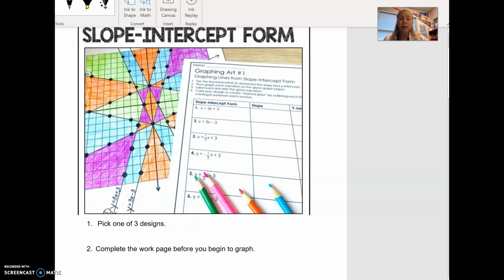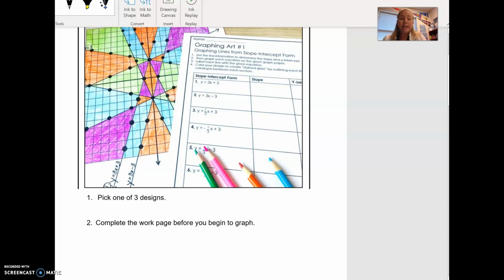So the first thing that we're going to need to do is you're going to need to pick one of 3 designs. They're all a little bit different. They all range in how many lines you have to graph. So if you feel you're not as comfortable with graphing, then you could choose graphing art number 1. If you would like to have a little more challenge, then you may opt for graphing art number 3.